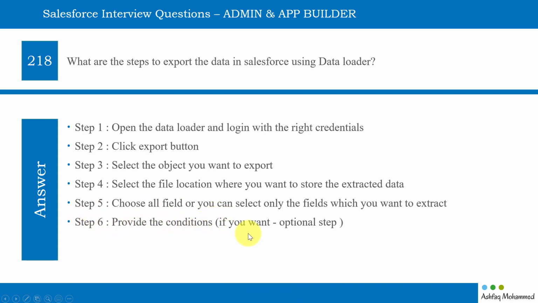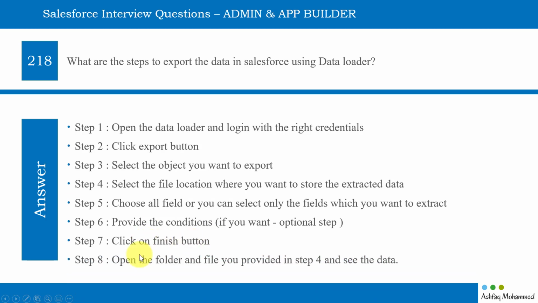If ever you want to provide conditions, for example, in the lead, you don't want to extract all the data. Maybe you want to load the data where lead type is equal to something, right? Then you can give those conditions. Or maybe you want to extract the leads where city is equal to New York, okay? So you can give all those conditions as well before extracting, and then click on the finish button.